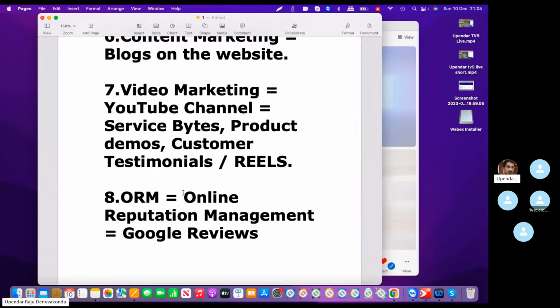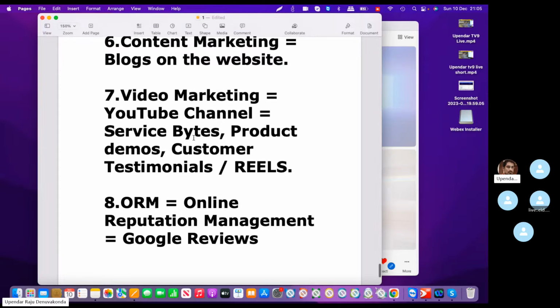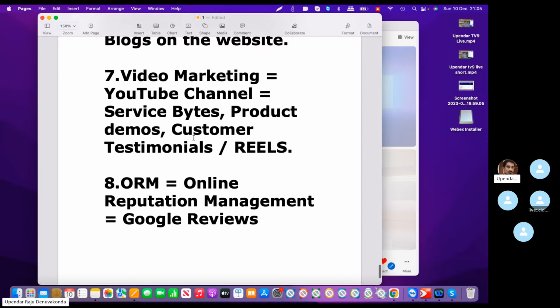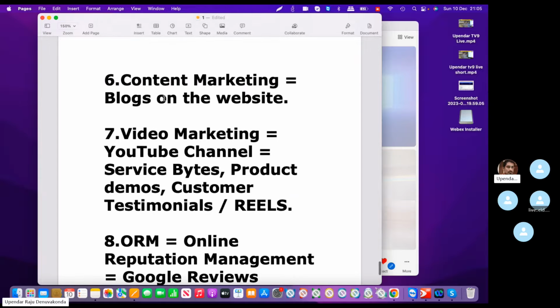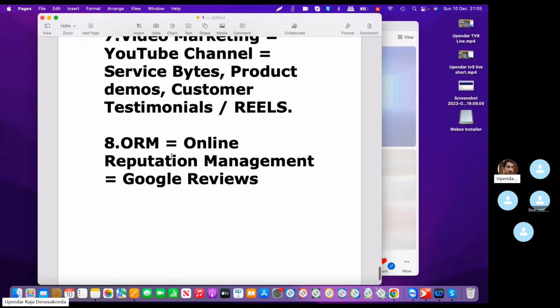And you can manage that by having a good number of reviews and a good rating, and that's the most important thing. I hope it is clear. Online reputation management is also part of digital marketing. So, content marketing, video marketing, and online reputation management. You should work towards creating more videos, more blogs, and more Google reviews and a better rating. I hope it is clear.